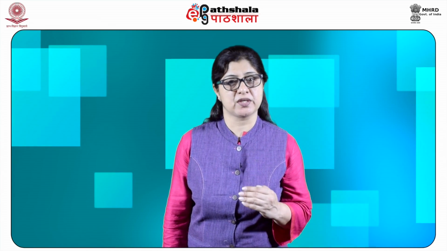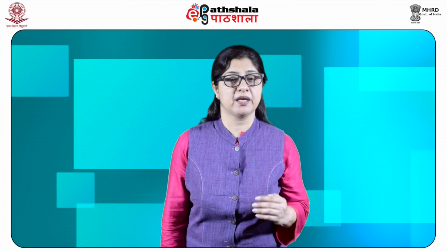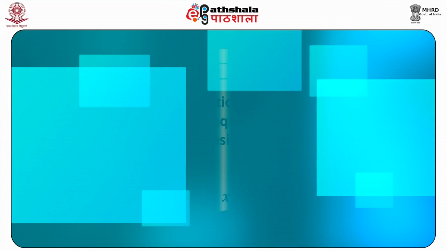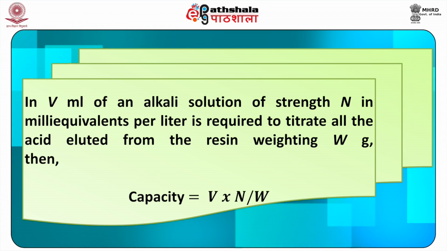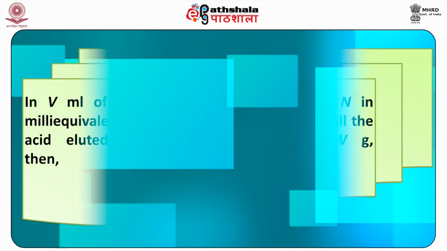A solution of sodium fluoride of a known concentration is passed through a column containing a known weight of the resin, and the acid eluting from the column is collected and titrated with a standard solution of an alkali. If V ml of an alkali solution of strength N milli-equivalents per liter is required to titrate all the acid eluted from the resin weighing W grams, then capacity would be defined as V multiplied by normality divided by W.